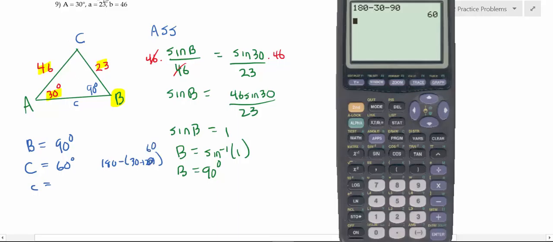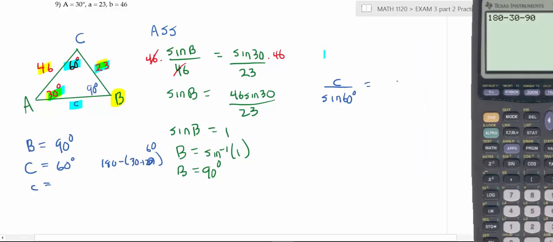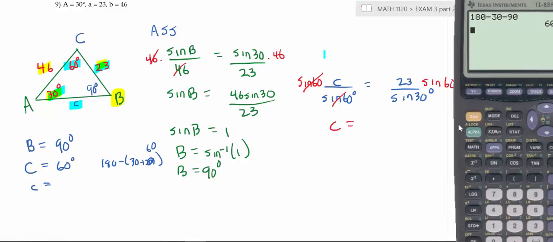Okay, then that leaves us to find one more value and then we've got the triangle solved. So what we're going to do is use the law of sines. So I'm going to match c over the angle C. Then I'm going to match 23 over 30. You could also work with B and 46 if you want to. So to finish up the problem, we're going to say c over sine 60 degrees is equal to 23 over sine 30. And then we can solve using our calculator. So I'm going to multiply both sides by sine 60. And let's go to the calculator to crunch that out.